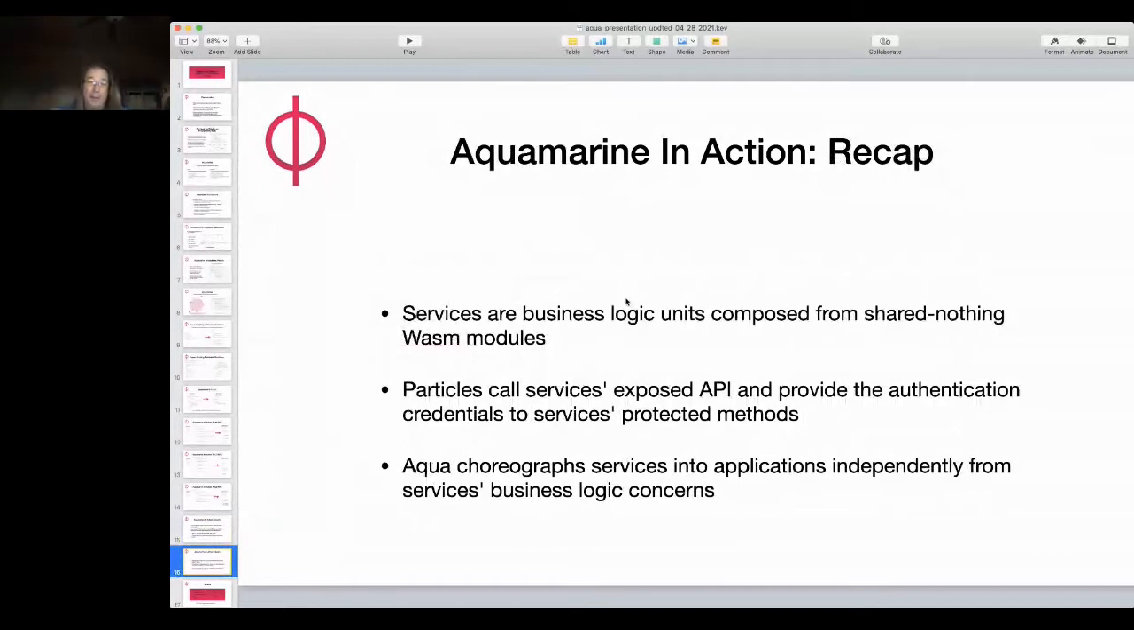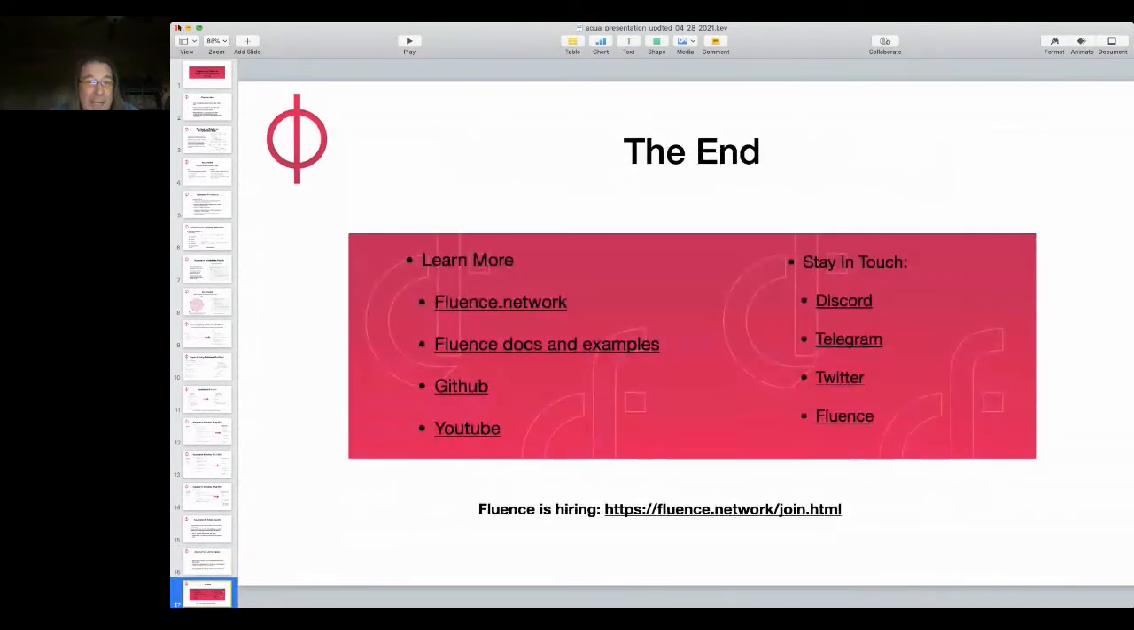So before we get to Q&A, services are business logic composed from shared nothing WebAssembly modules. And you've seen this, those modules don't share anything. They just expose APIs. And particles called services, and then they just hop along, which is, to me, a very nice visual, programmatically specified along the nodes and interact with those services. And Aqua and Aquamarine really allows you to do that. If you only take one thing away, basically it's Aquamarine allows you to program peer-to-peer applications very, very efficiently.